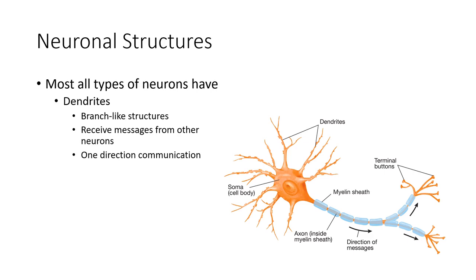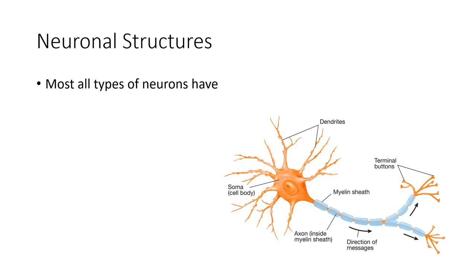Now, I want to emphasize here that this is one-direction communication, meaning that the dendrites can receive messages or signals from other neighboring neurons, but the communication or message that's sent by this neuron that we're looking at right now will leave it through the tail axon here, which we will talk about in a second. So messages from this neuron don't leave through its dendrites. The dendrites only receive information, they don't send information.